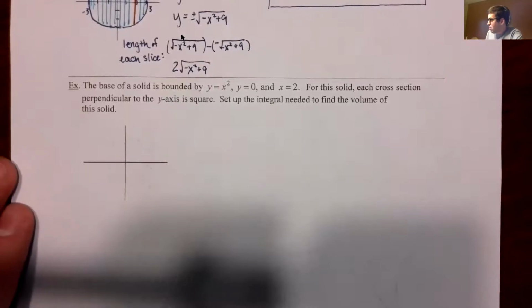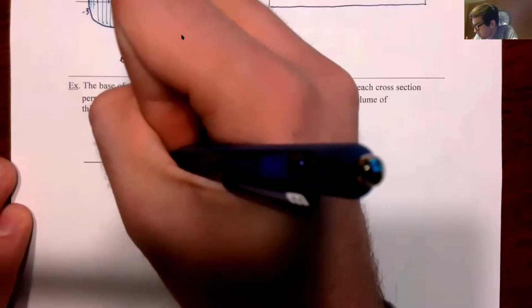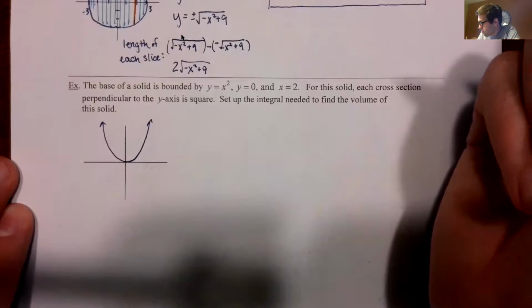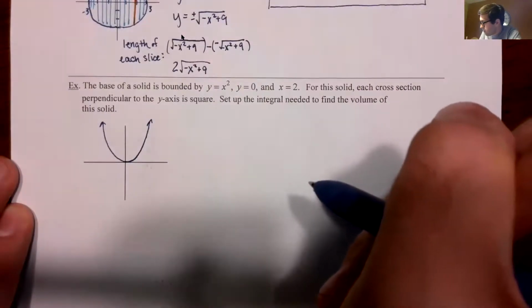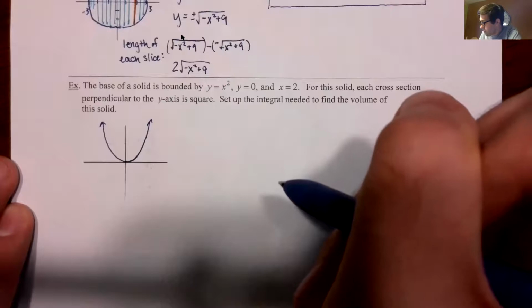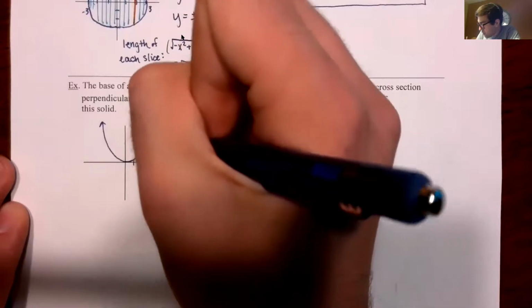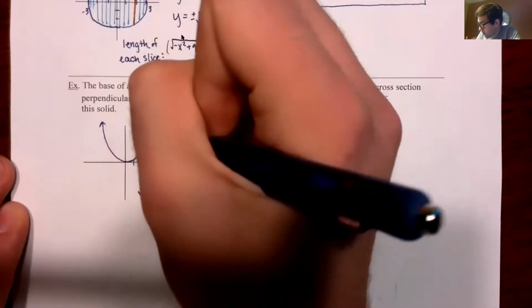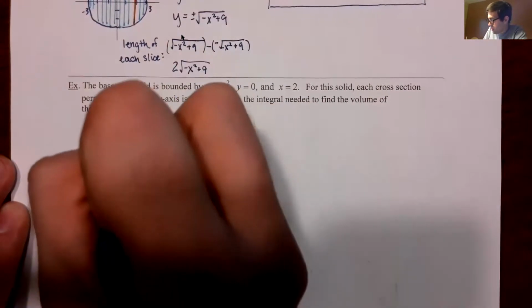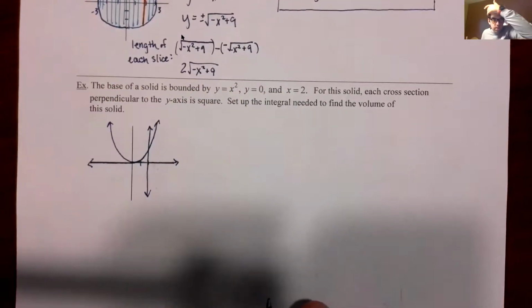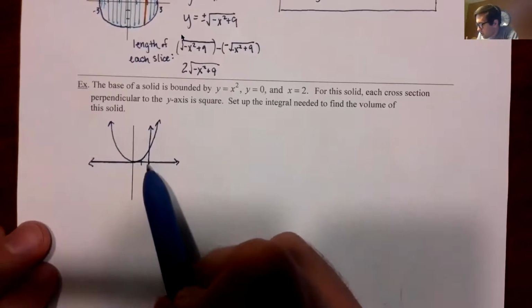The base of the solid is bounded by y equals x squared. It looks like this. Y equals 0. Okay. And x equals 2. So we've got this. X equals 2 is over here. Y equals 0 is here. Okay. So we've got a triangular region going on right here.